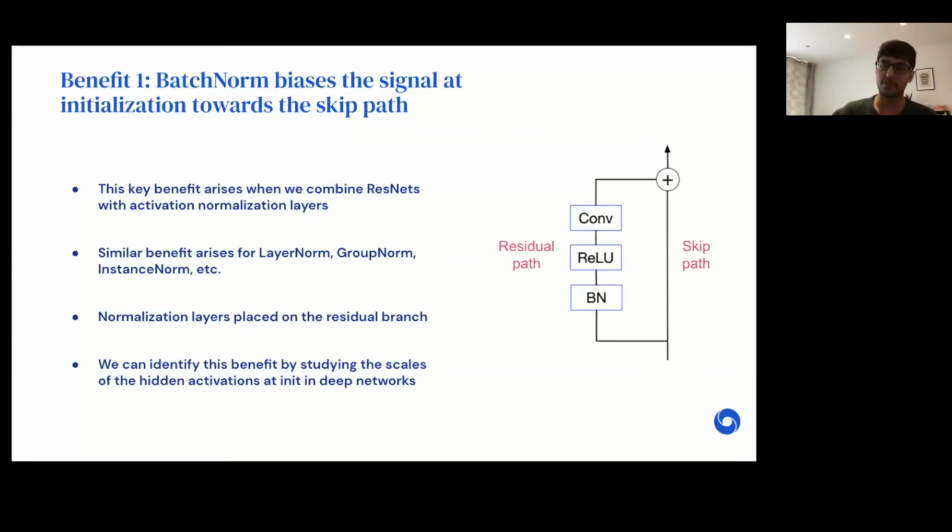But this only arises when the normalization layer is placed on the residual branch. So in this figure, this is the residual path, and the batch norm, the normalization layer, is placed on the residual path. And this is where the benefit arises. To identify this benefit, we're going to study the variance of the hidden activations at initialization for both an unnormalized and a normalized network.